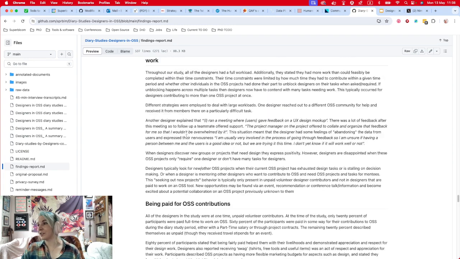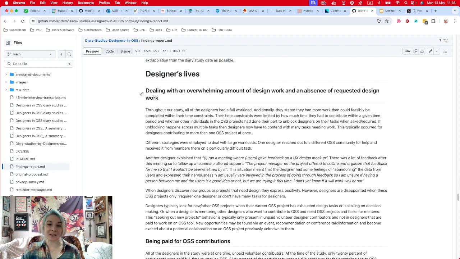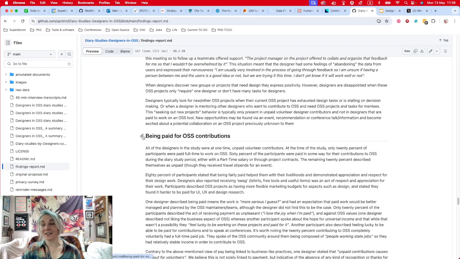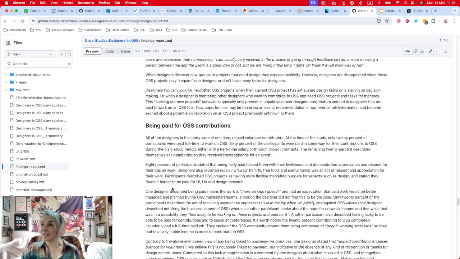Oh, and there's this section about designers' lives. TLDR, designers are overwhelmed with design work and the absence of well-defined design work. They don't have enough time to do the kind of processes that they want to do, but often they find satisfactory ways of doing those. And then it goes into more of designers' lives. There's some interesting information about how they feel about being paid.